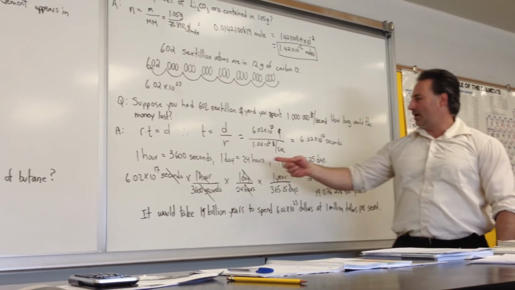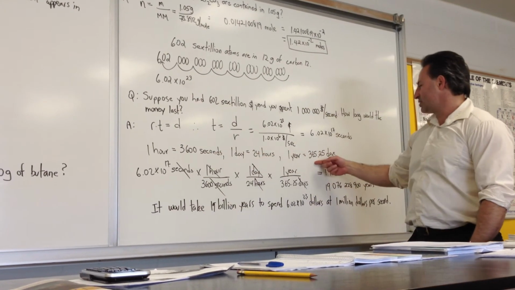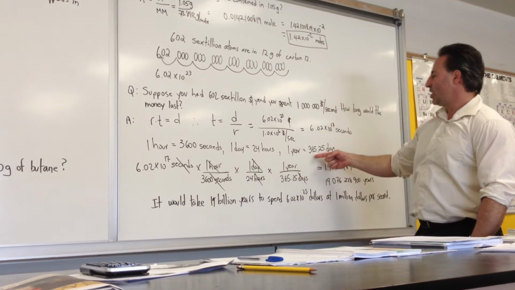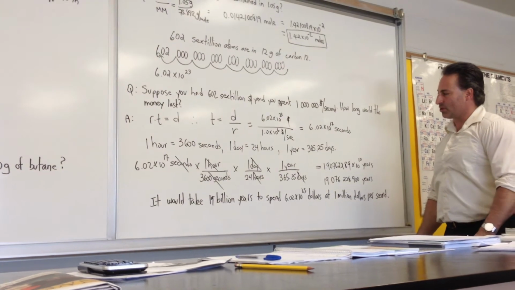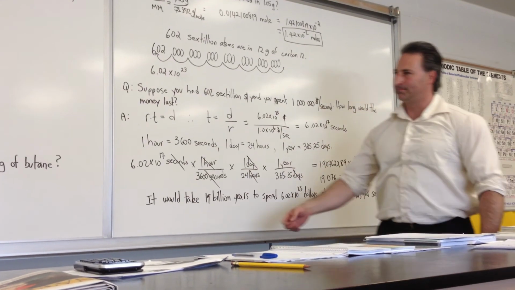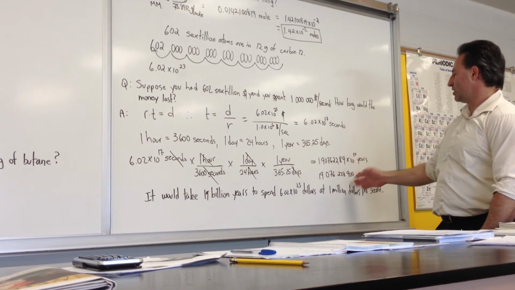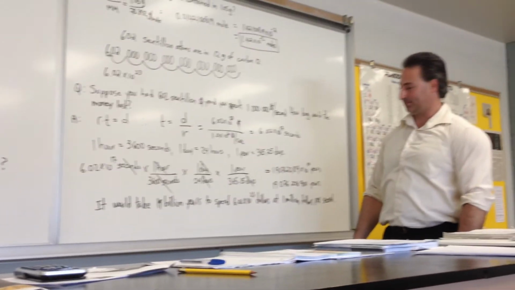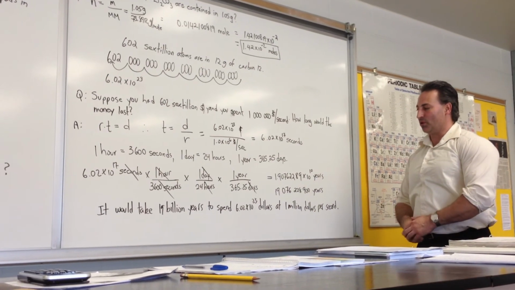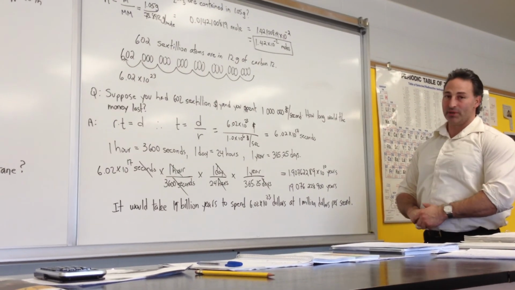And then I show you three conversion factors. 1 hour equals 3,600 seconds, 1 day equals 24 hours, 1 year equals 365 days. So let's convert that number of seconds into days. Works out to 19 billion years. It would take 19 billion years to spend a mole of dollars at a rate of $1 million per second.